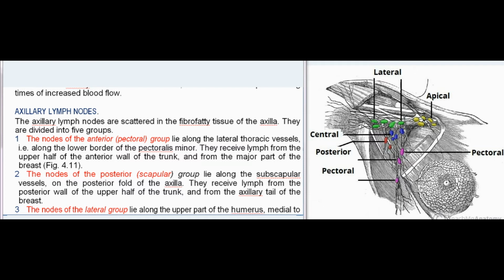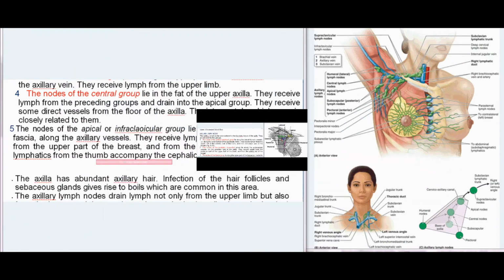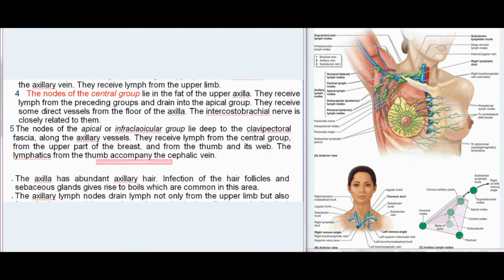2. The nodes of the posterior, scapular, group lie along the subscapular vessels, on the posterior fold of the axilla. They receive lymph from the posterior wall of the upper half of the trunk, and from the axillary tail of the breast. 3. The nodes of the lateral group lie along the upper part of the humerus, medial to the axillary vein. They receive lymph from the upper limb.